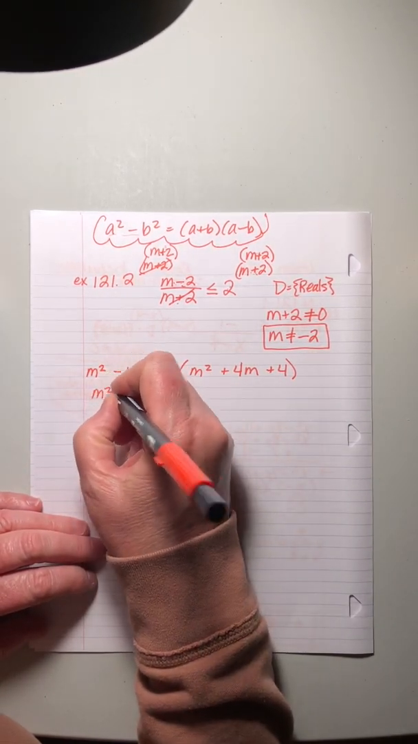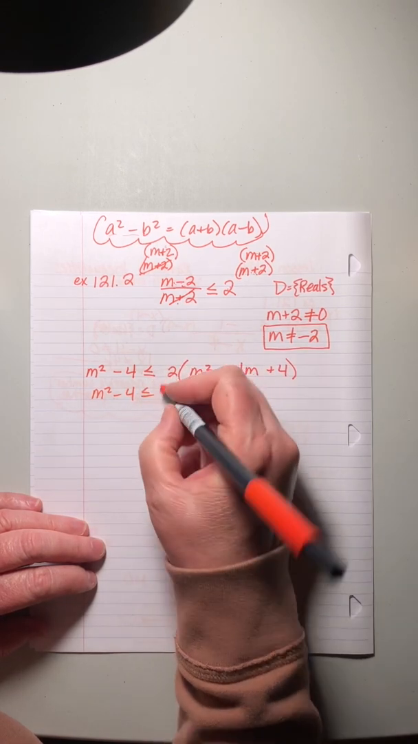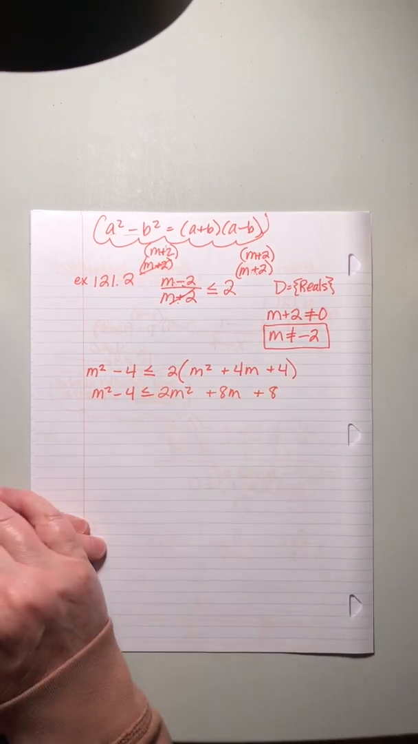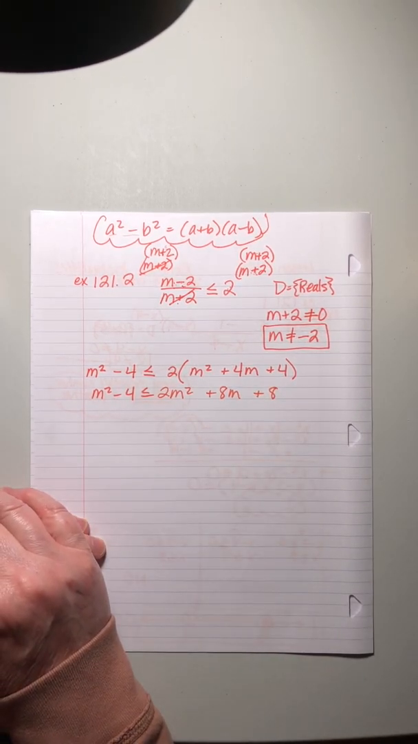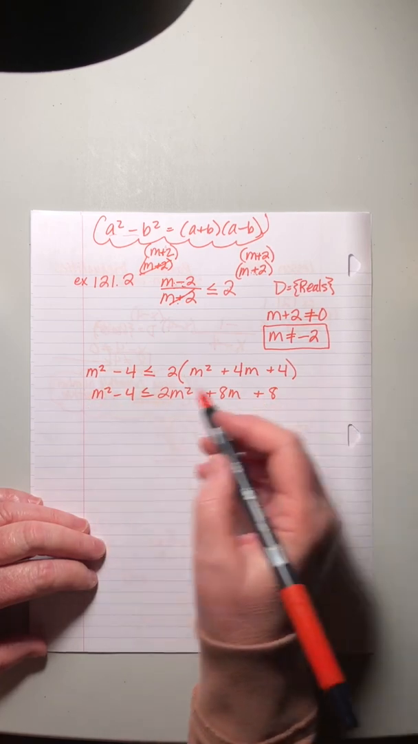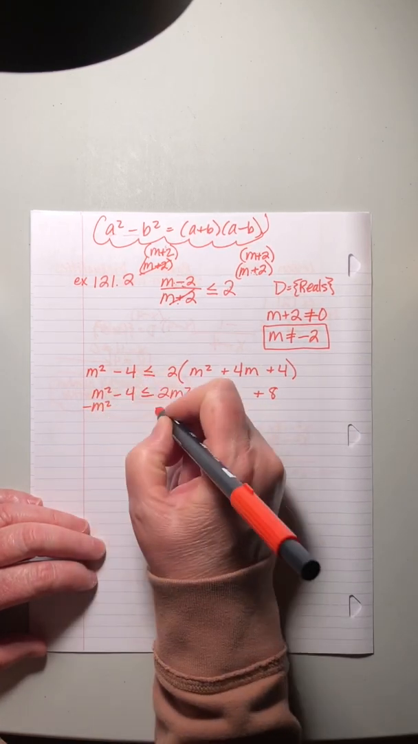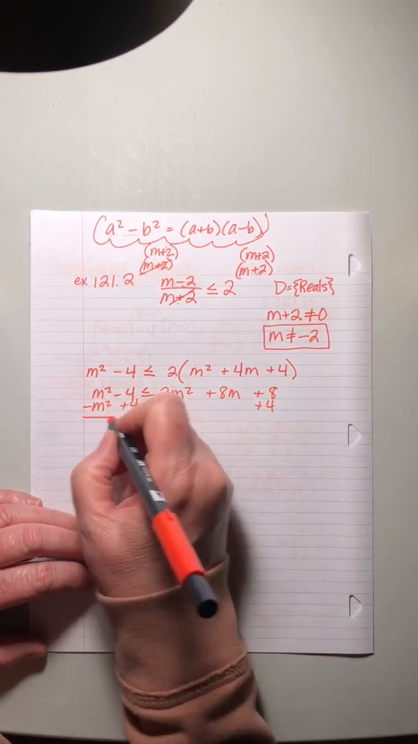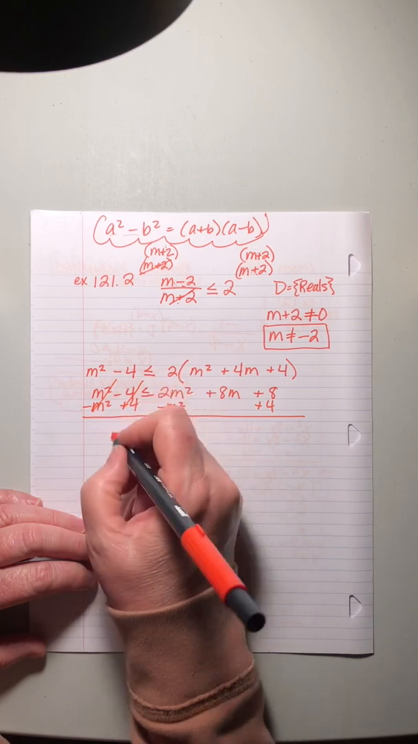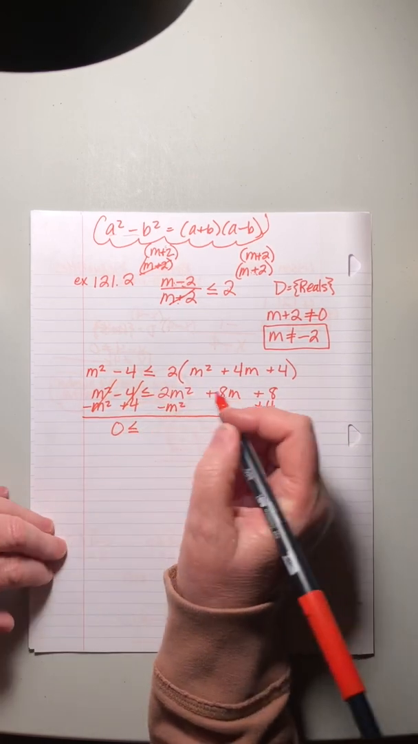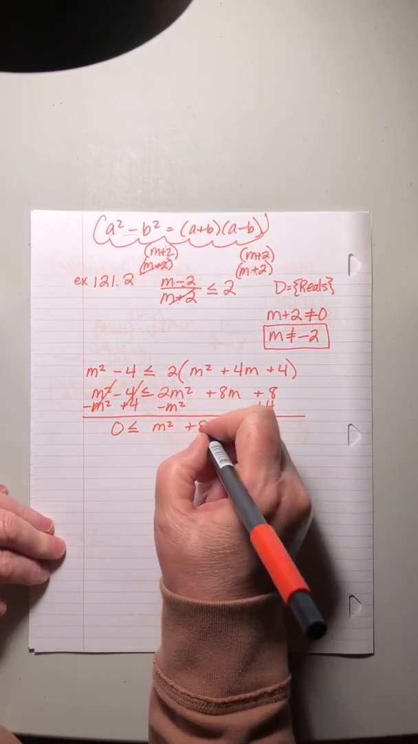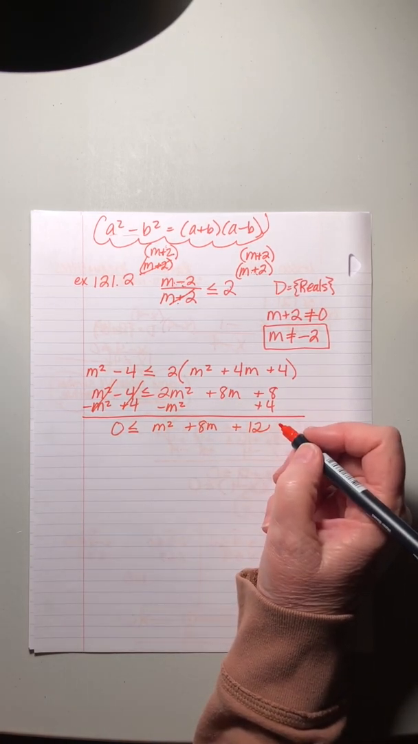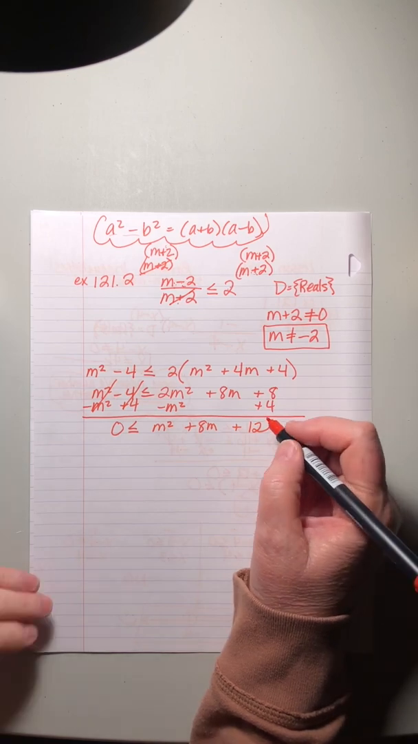So m squared minus 4 is less than or equal to all of that. Then let's drag these guys over to the right. So I'm going to subtract m squared, and I'm going to add 4. That will get me, boom, boom, 0. m squared plus 8m plus 12. Okay. Now, I don't like it like this.